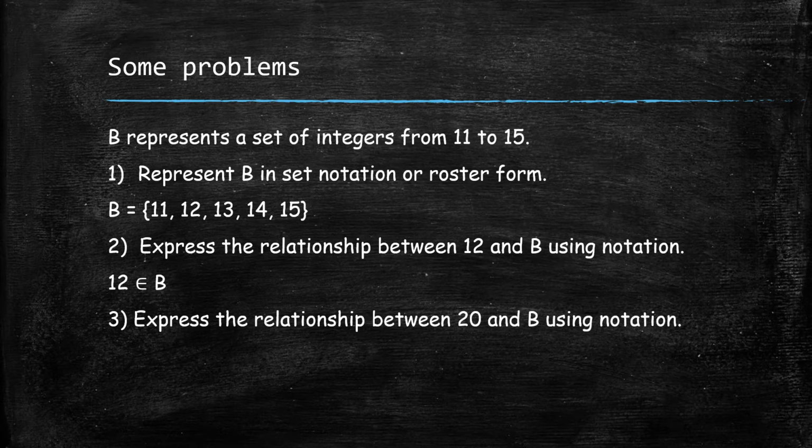Now we have to express the relationship between 20 and B using notation. If we look at set B, 20 is not between 11 and 15. So it is not a member of set B, or it's not an element in set B. Therefore, using notation, we can represent this as 20 ∉ B, 20 is not a member of set B.